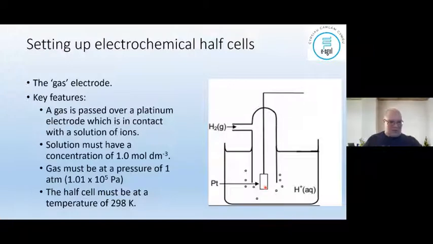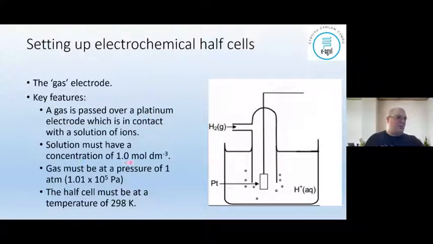The reason platinum is chosen is twofold really. First of all, it is a very good conductor of electricity, but more importantly, it is chemically inert. It is unlikely to react with whatever you're testing. It's not completely unreactive, but it's so unreactive that it's unlikely to react with anything you put it through. So the gas is passed over the platinum electrode, which is also in contact with the solution of ions.